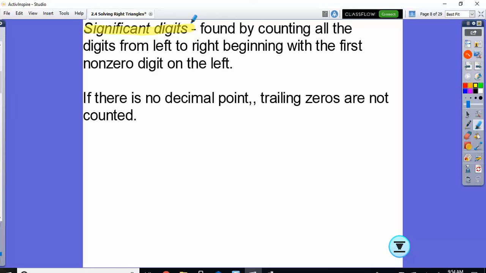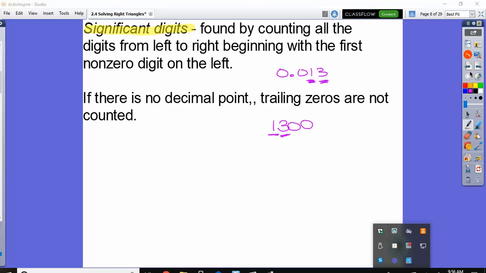So you want to jot down something here if you need. When I say begin with the first non-zero digit, if I said like 0.013, you begin with the first non-zero digit. So you wouldn't start counting until you get to the 1. Then you count the 1 and the 3. If I said like 1,300, if there's no decimal, you don't count those zeros afterwards. Significant digits.